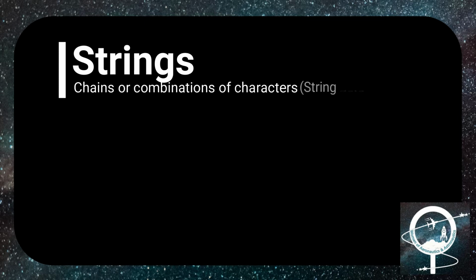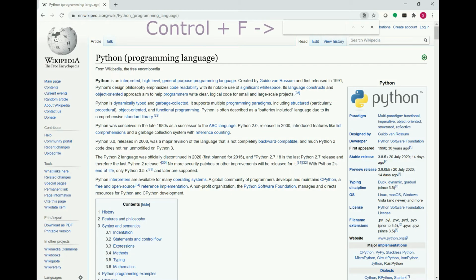Now let's move on to strings, which are chains or combinations of characters. These are referred to as a string data type and can be used to form words or phrases. This can be very useful in searching for words or phrases in a particular document, like when you use Control F on a web page.